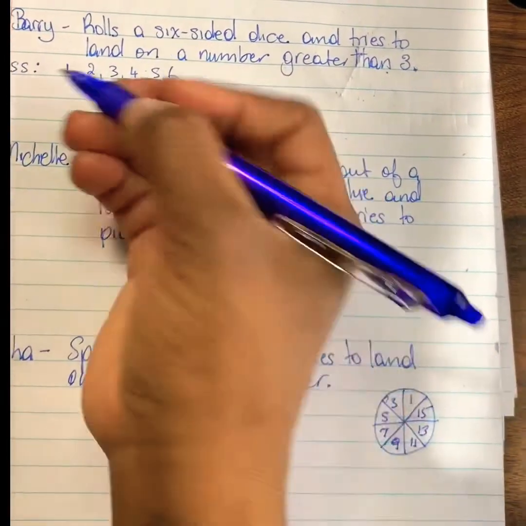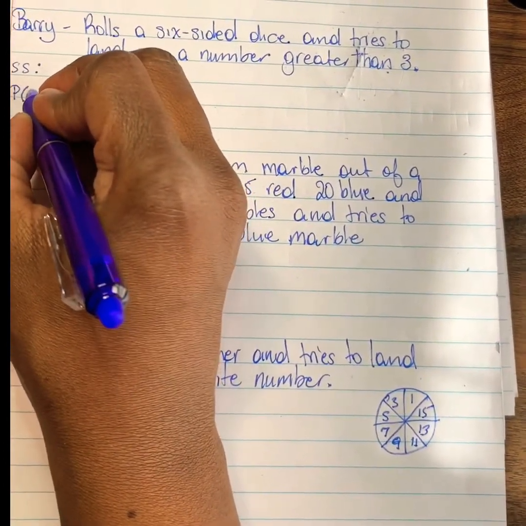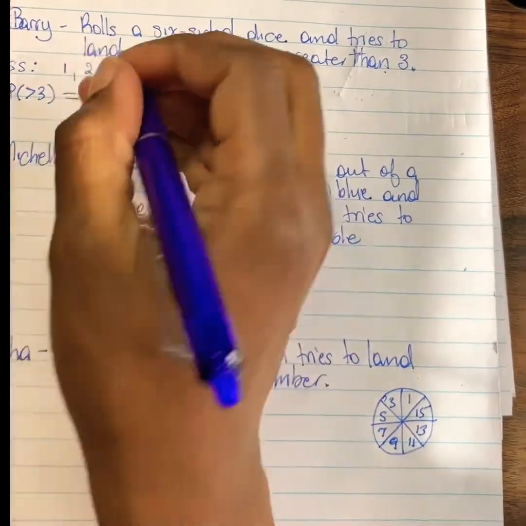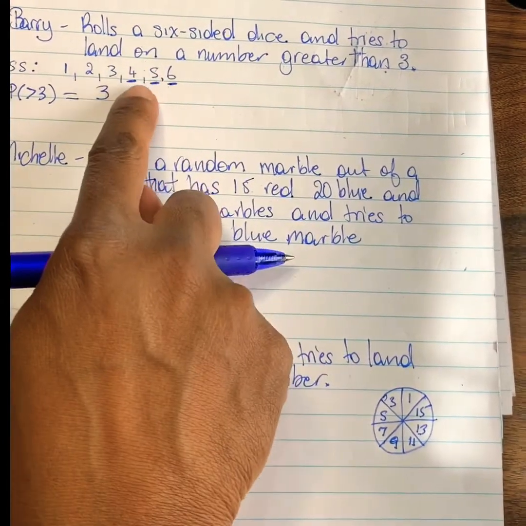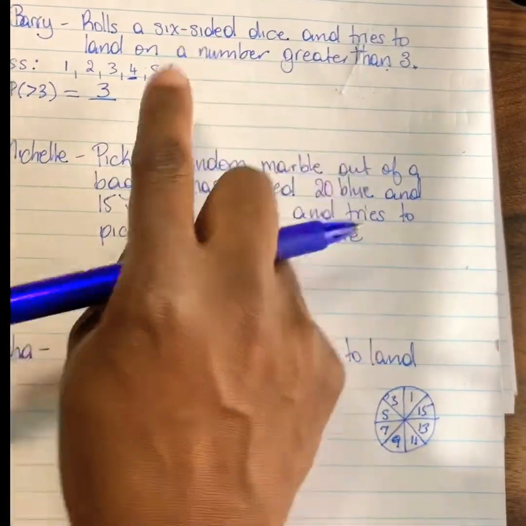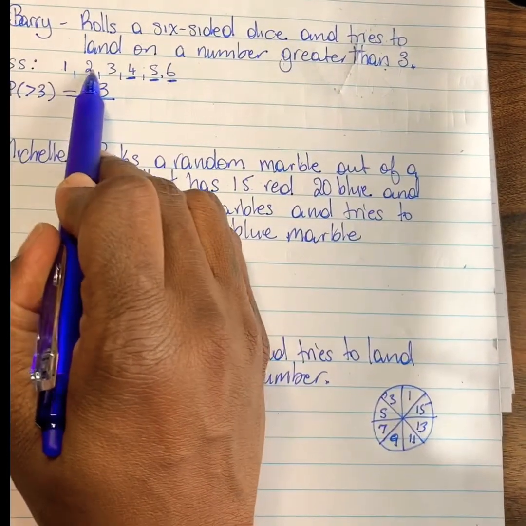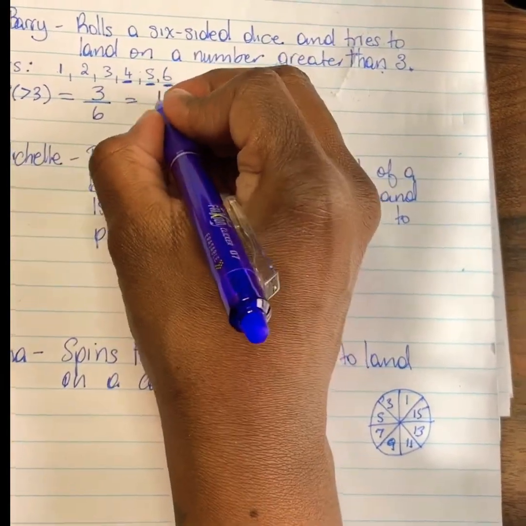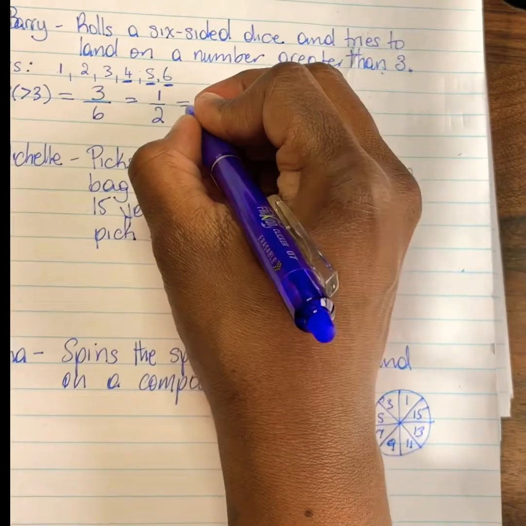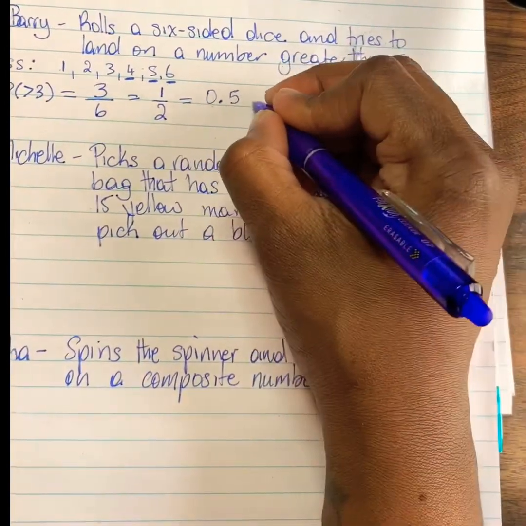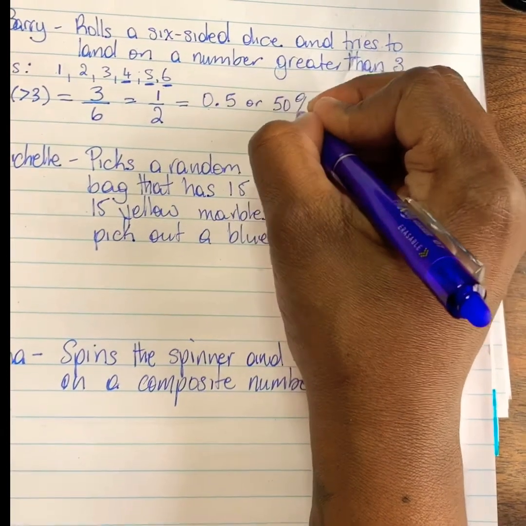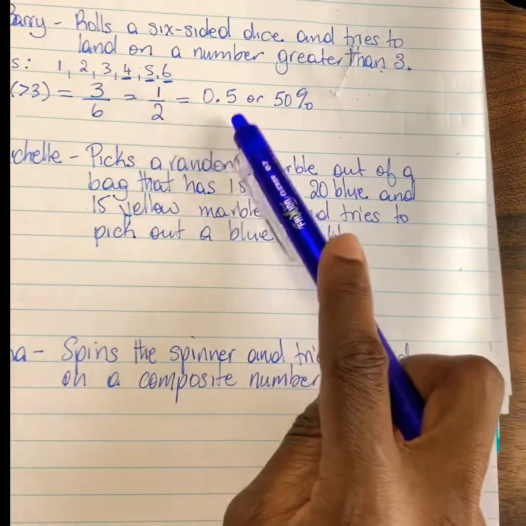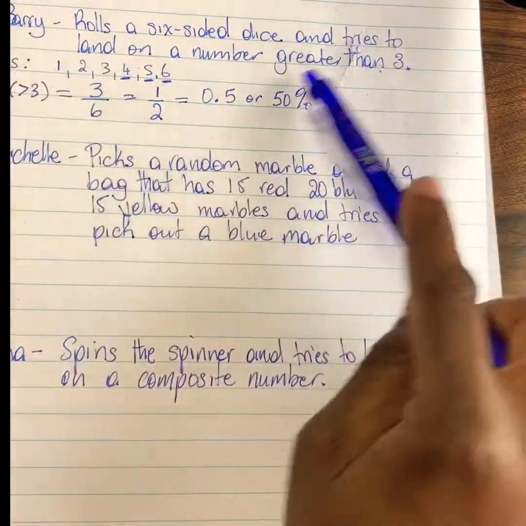So in total, the probability for numbers that are greater than 3 is equal to, we have 1, 2, 3 possible outcomes that are greater than 3, divided by the total outcomes, which is 1, 2, 3, 4, 5, 6. Divided by 6, that's going to give us 1/2. And that probability is 0.5 or 50% chance of you rolling a number that is greater than 3. This is the theoretical probability in this chance event.